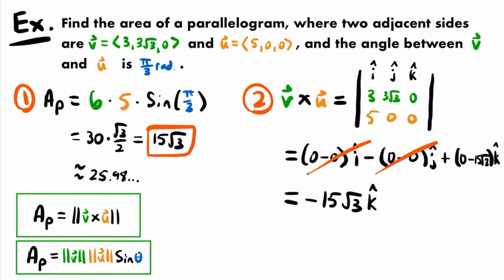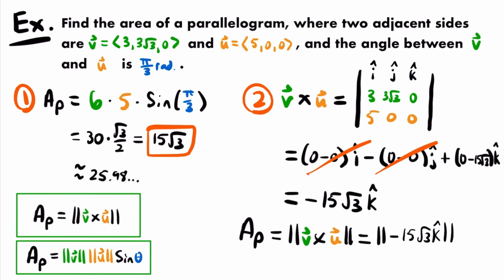Now what we have to do to find the area of our parallelogram is find the magnitude of that vector, right? The area of our parallelogram will be equal to the magnitude of vector v cross vector u, which will be equal to the magnitude of negative 15 square roots of 3 times k, this vector right here. And here's what that will be equal to. We're just taking the square root of the sum of the components of this vector squared, but two of the components are 0, right? The x and y components are 0, but then our z component is this value right here. So all we're going to be taking the square root of is negative 15 square roots of 3 squared.